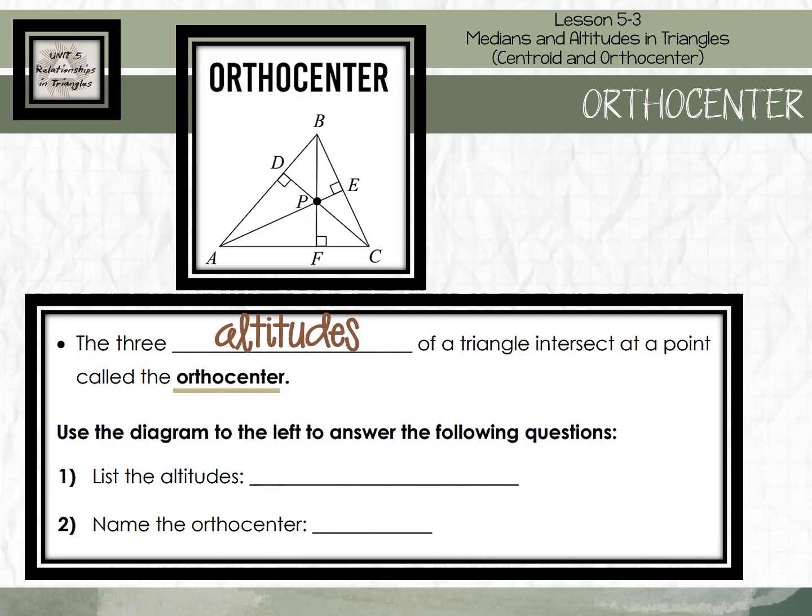We're going to use the diagram up above to answer the following questions. We're going to list the altitudes. First one is segment AE. You can see it's perpendicular to the opposite side BC. Segment BF, it's perpendicular to the opposite side AC. And segment CD, perpendicular to the opposite side of angle C, segment BA, and the orthocenter is point P.